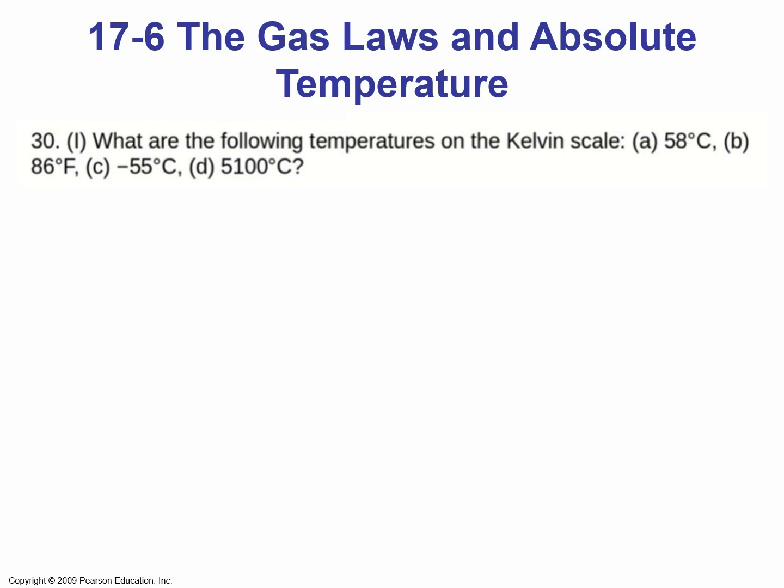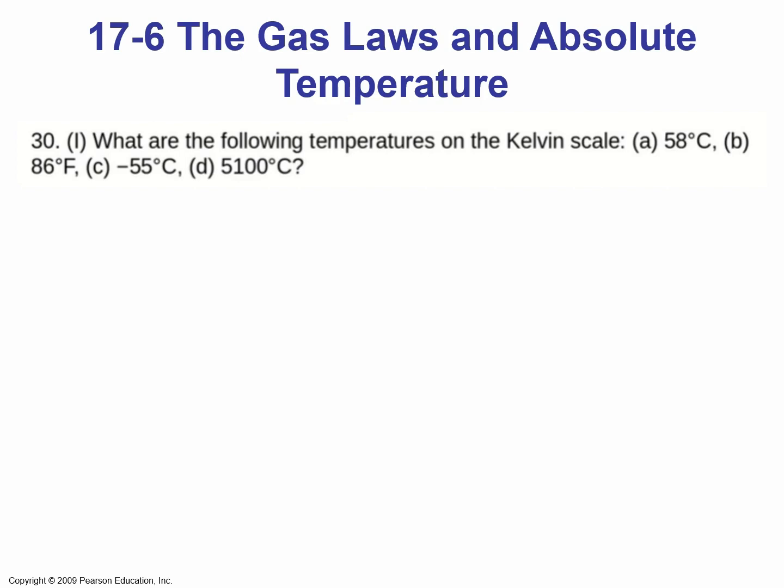Let's take a look at problem number 30 in the book. It's a simple conversion problem. What are the following temperatures on the Kelvin scale? 58 degrees Celsius, 86 degrees Fahrenheit, minus 55 degrees Celsius, and 5100 degrees Celsius.